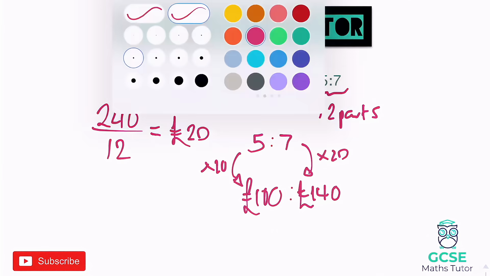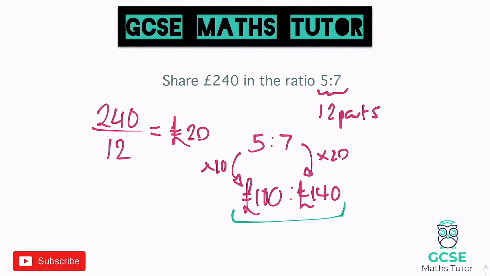And the last little check you can do here is just to add these two together, just to make sure you do get that £240 that you started with. So we're happy with that as a final answer.